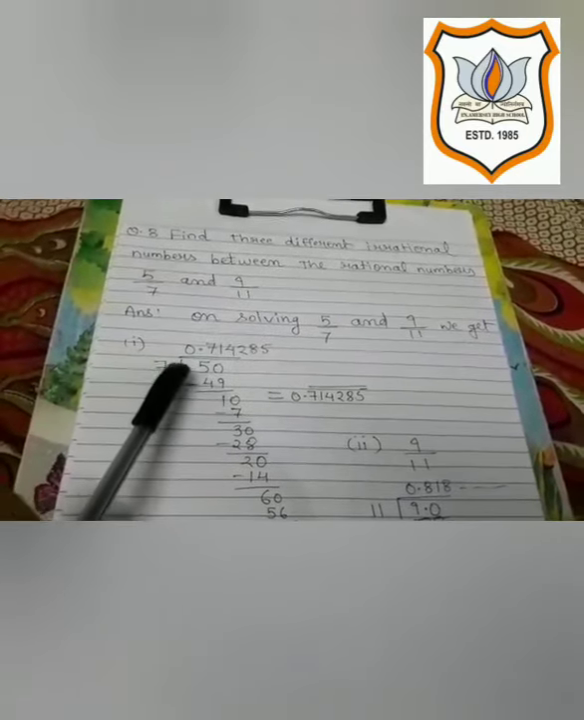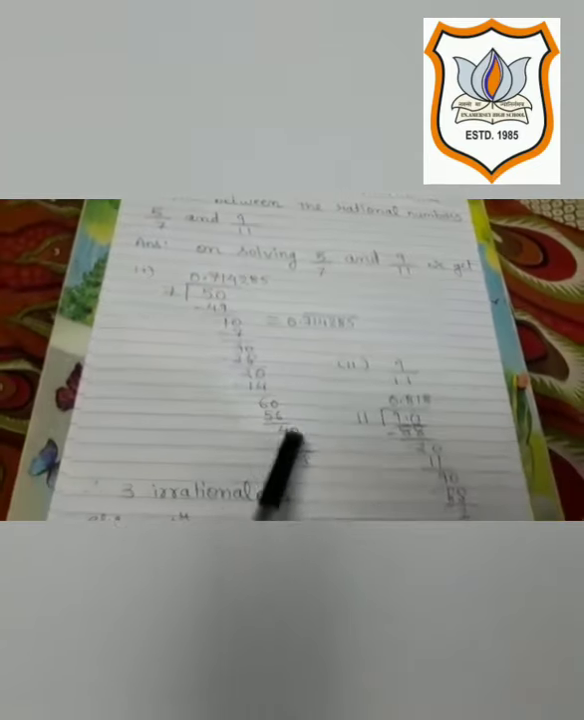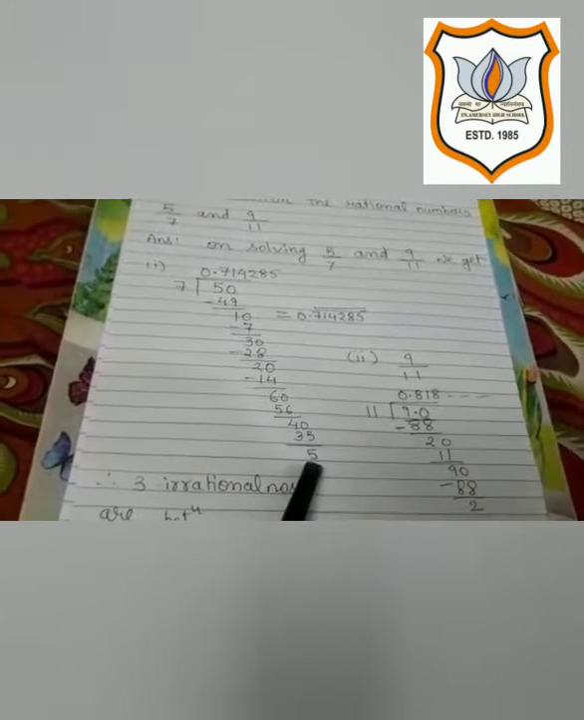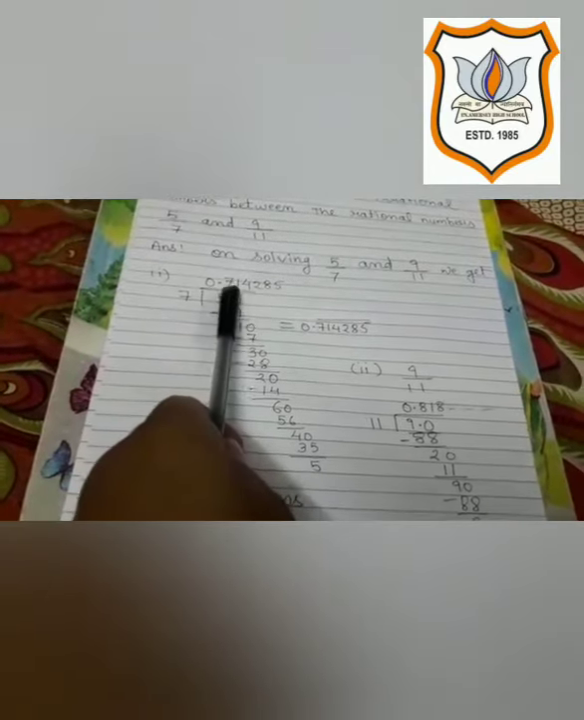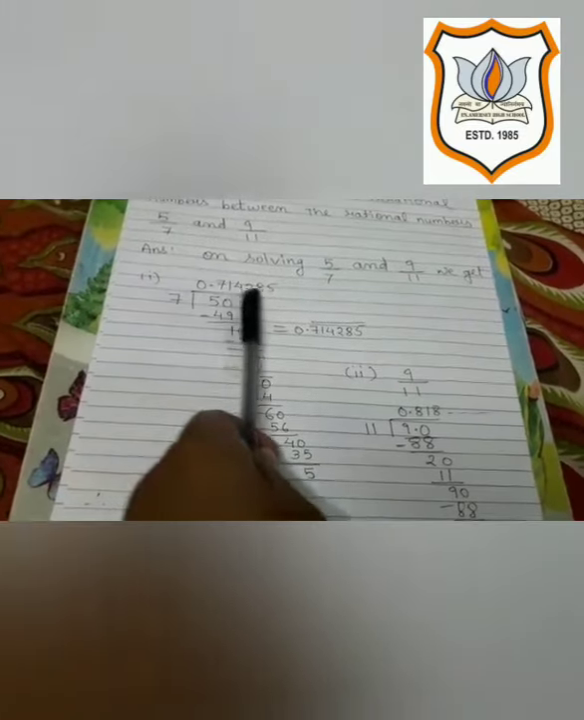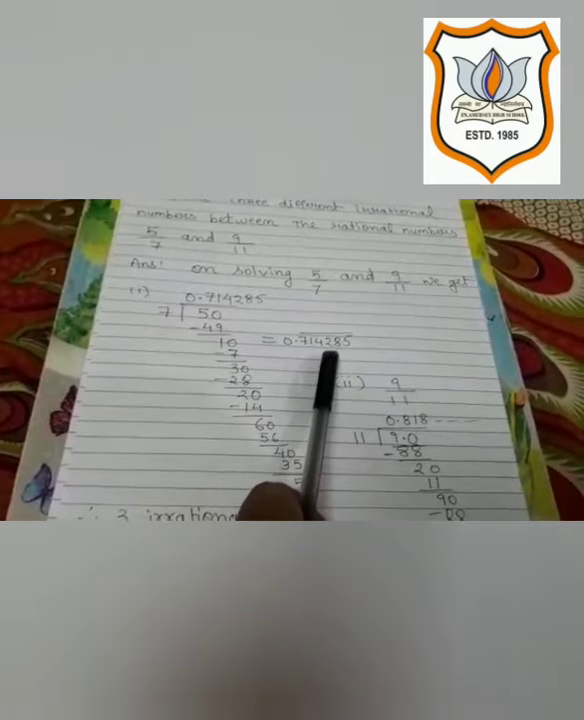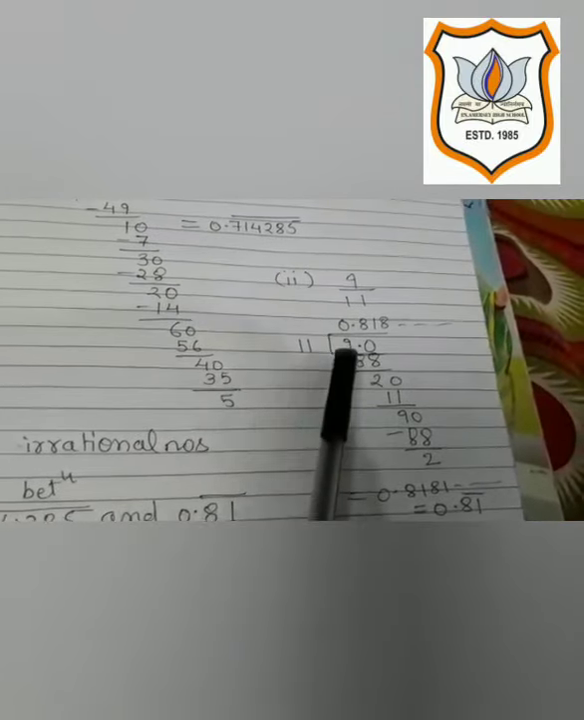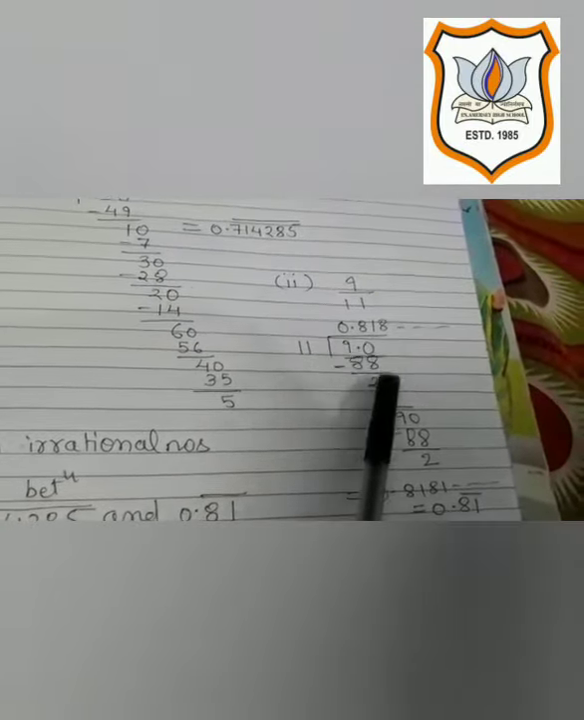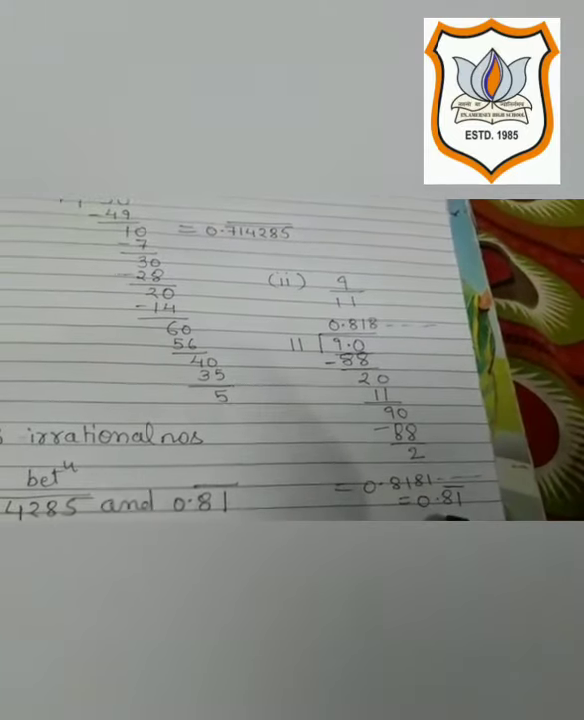5 upon 7 can be calculated like this. On dividing 5 by 7, we will get the answer 0.714285. At last we will have the remainder 5. Again we will use 0 and the series will repeat itself, like 0.714285, 0.714285, and finally we can write 0.714285 bar. Similarly 9 upon 11 can be calculated and the answer will be 0.818181, or we can say 0.81 bar.